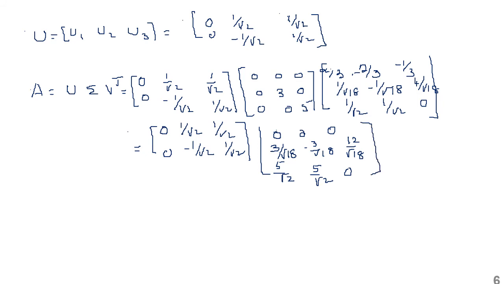So further simplification of this reduces to the form: it is 3 by root 36 plus 5 divided by 2. Next one will be minus 3 divided by root 36 plus 5 divided by 2. Finally, we have 12 divided by root 36.